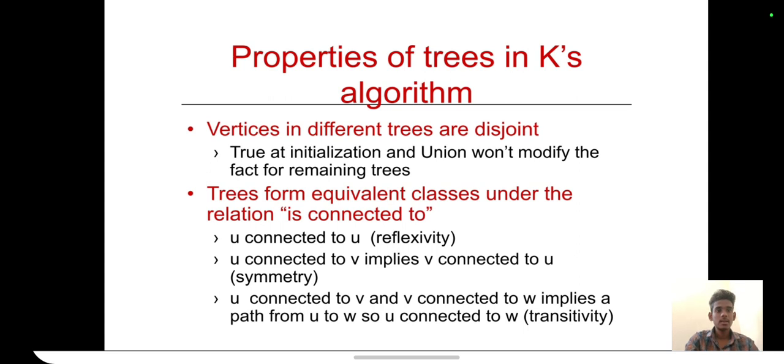Properties of trees in Kruskal's algorithm. Vertices in different trees are disjoint. This is true at initialization, and union won't modify the fact for the remaining trees. Trees form equivalence classes under the relation "is connected to": u connected to u, reflexivity; u connected to v implies v connected to u, symmetry; u connected to v and v connected to w implies a path from u to w, so u connected to w, transitivity.